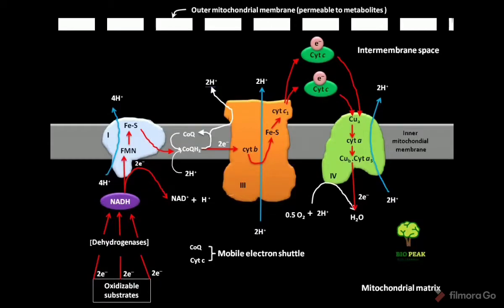Now, let us calculate the number of protons translocated from the mitochondrial matrix to the intermembrane space through the inner mitochondrial membrane per pair of electrons that flow from NADH to O2. Through complex 1, 4 protons are translocated. Through complex 3, 4 protons are translocated. Through complex IV, 2 protons are translocated. So, the number of total protons translocated is 10.